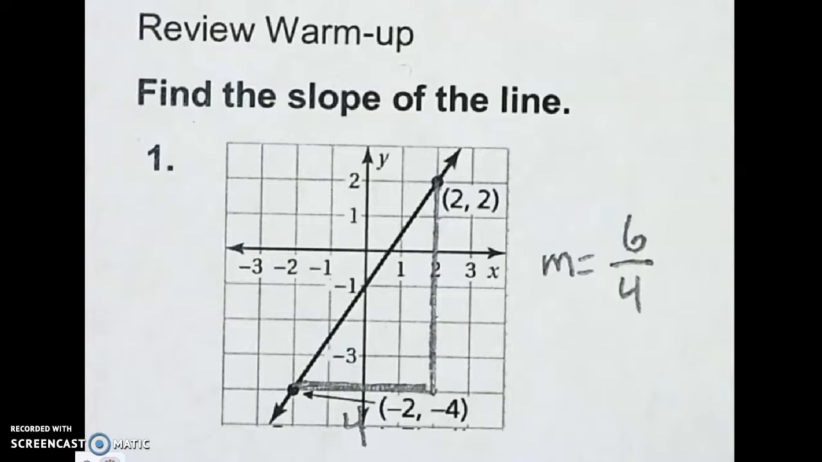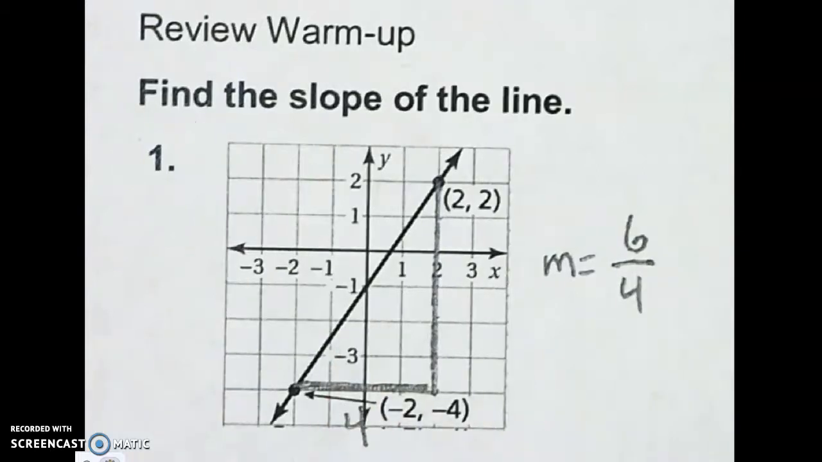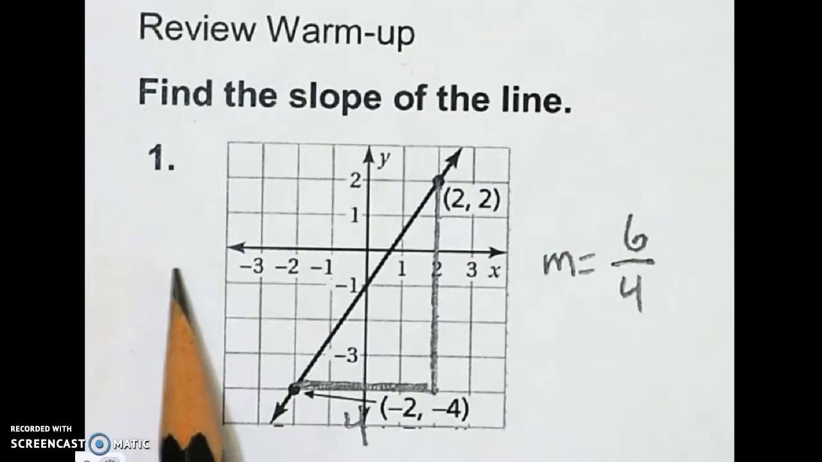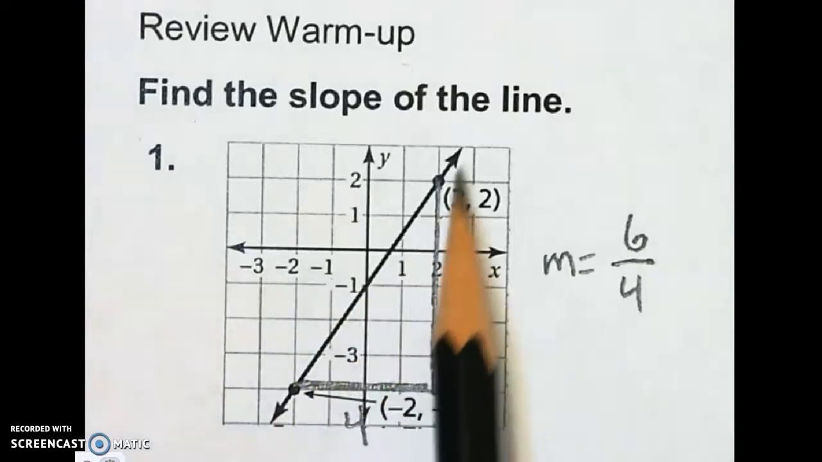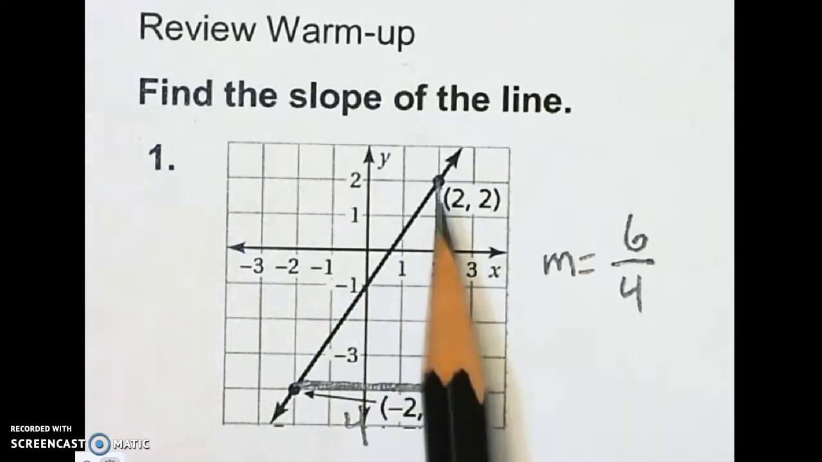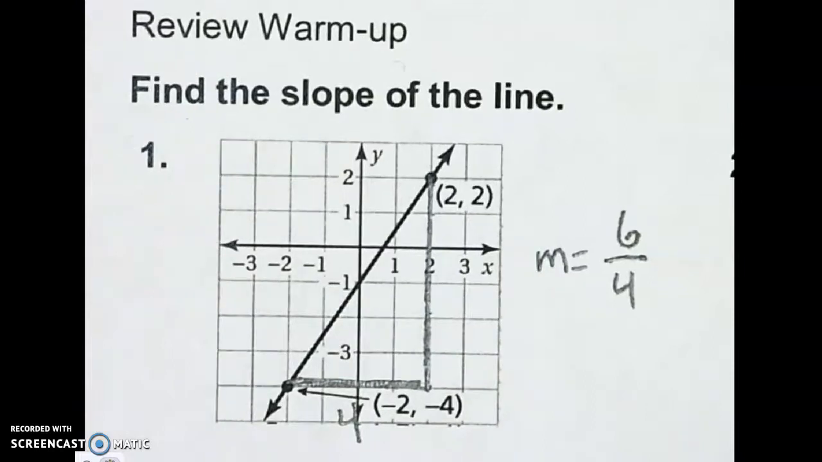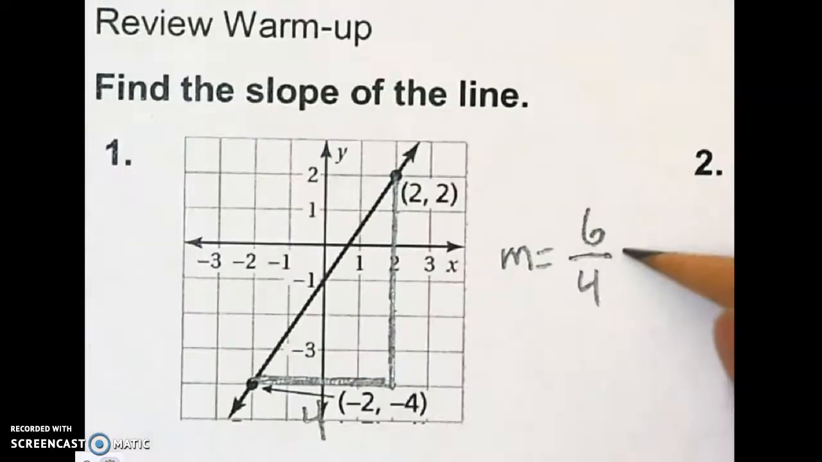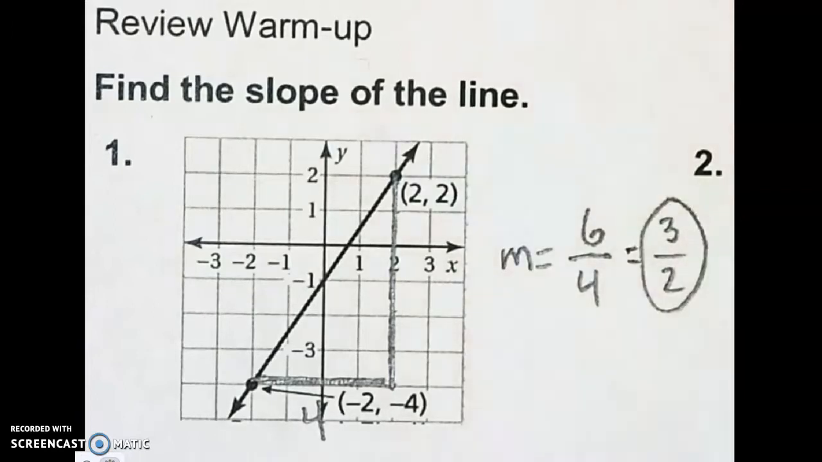Now I need to check and see if this is positive or negative. If I'm looking from left to right, I would have to end up going up the line. This is going up to the right, so I know this is a positive slope. We could reduce this to 3 over 2. So the rise over the run.